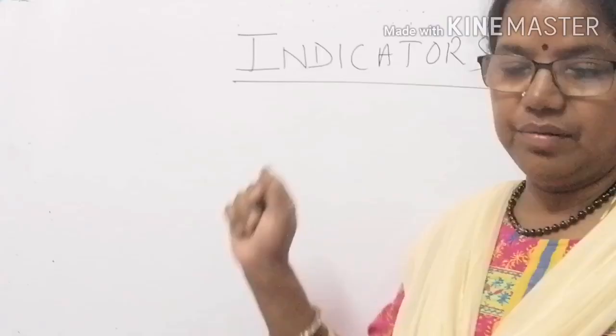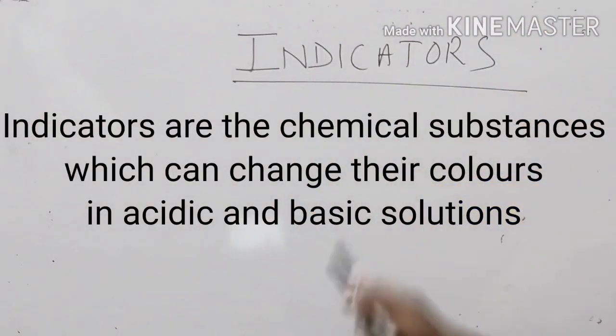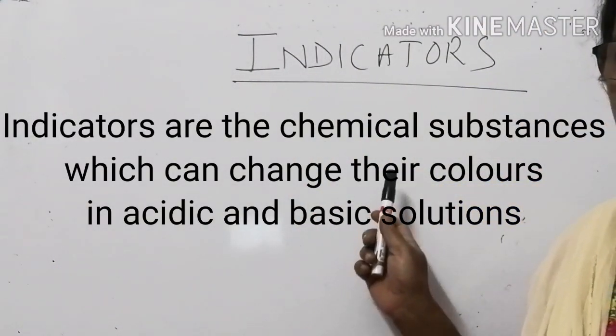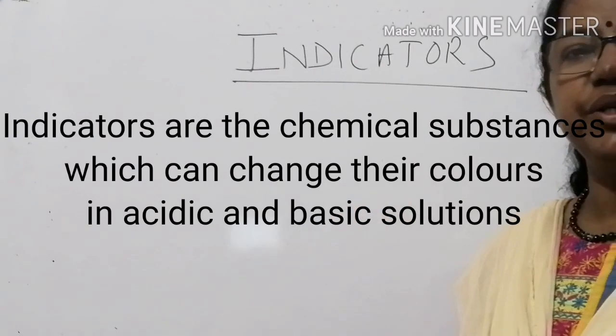Then how can you check the nature of the solution, whether it is acidic or basic? Yes, we can use indicators. By use of indicators, we can identify whether the given solution is an acid or a base. So what are indicators? Indicators are chemical substances which can change their color in acidic and basic medium. Some of the important indicators are litmus paper, methyl orange, phenolphthalein, etc.